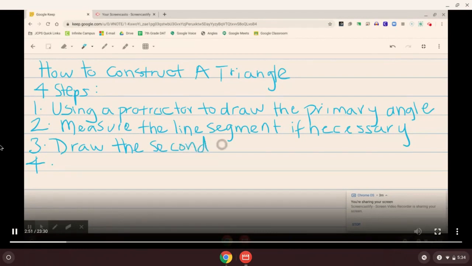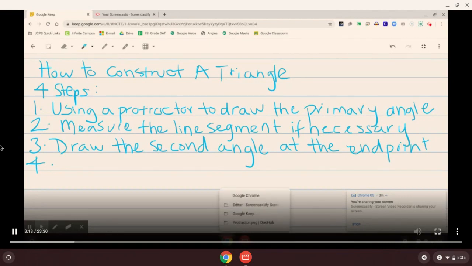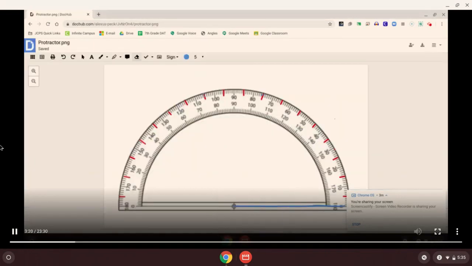Step 3 is to draw the second arm or angle of the triangle. So we draw the second angle at the end. So we've already drawn at this point our first primary angle, and we're drawing the second angle at the end of that one. So we're attaching the second angle onto it.